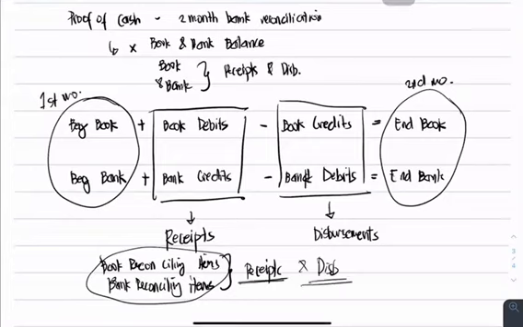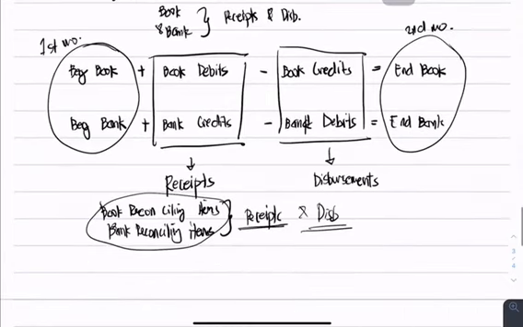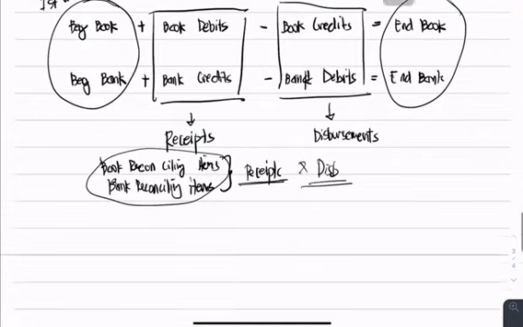So normally, in a proof of cash problem, you will be faced with these different questions. What is the adjusted beginning balance? What is the adjusted ending balance? What is the adjusted receipts and the adjusted disbursements? Okay, so we take a look at the pro forma proof of cash.